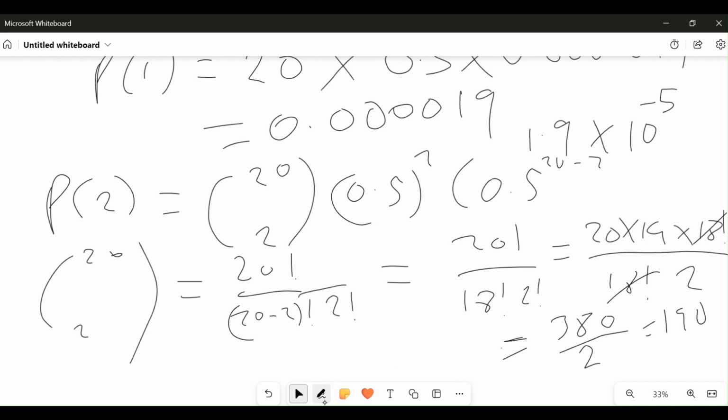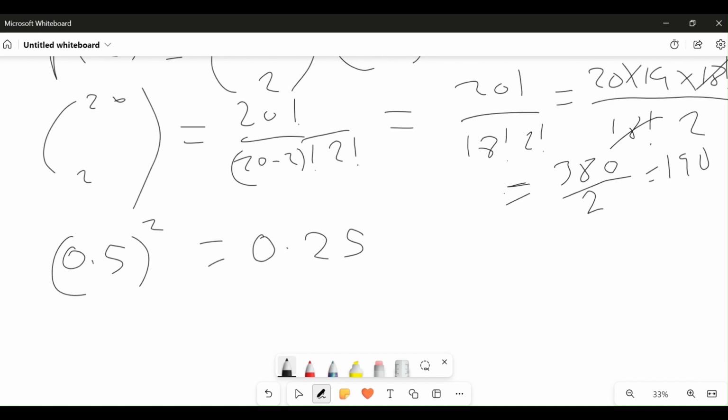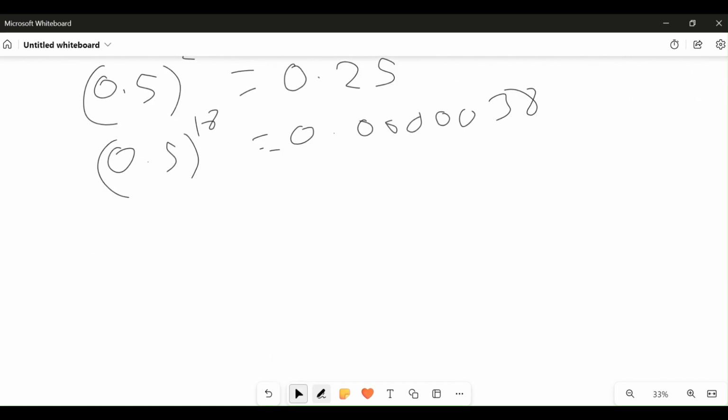Now that we found that part, we also have to find 0.5, the probability of success, raised to the power of 2. So 0.5 raised to power of 2 is 0.25. Also, we are going to find 0.5 raised to power of 18. That would be 0.000038.